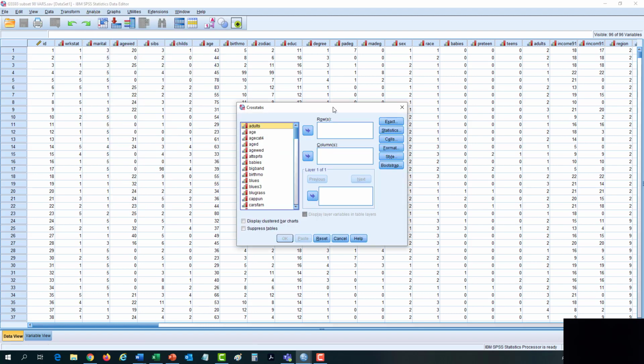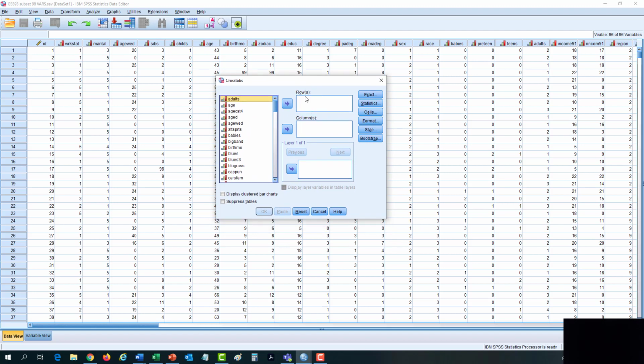And here's that little window. You can see it has row, column, and down here it has layer 1 of 1. We are not going to use this box at all. That's just for statistical freaks who want to do some power analysis. That's what it's called. But, you know, when you go to grad school, then you can learn how to do that one.